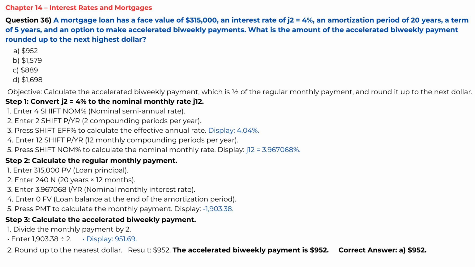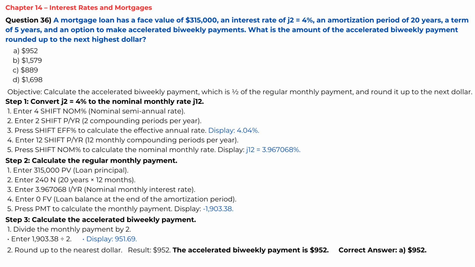Enter 4, shift NOM, nominal semiannual rate. Enter 2, shift PYR, 2 compounding periods per year. Press shift effective to calculate the effective annual rate. Display 4.04%. Enter 12, shift PYR, 12 monthly compounding periods per year. Press shift NOM to calculate the nominal monthly rate. Display J12 equals 3.96708%.